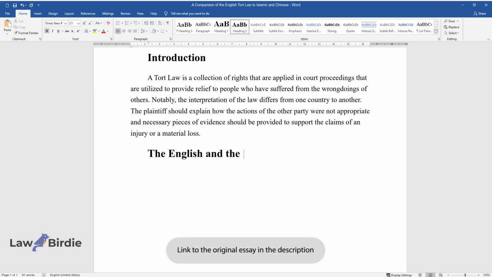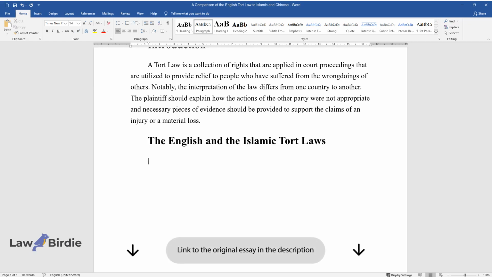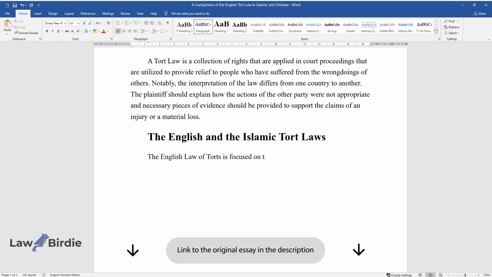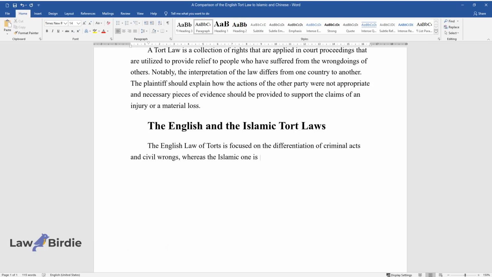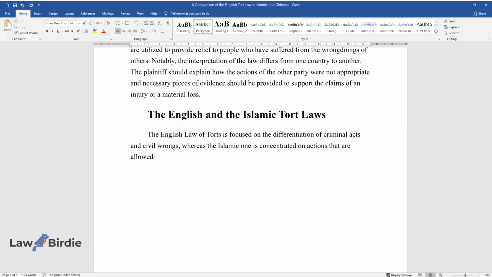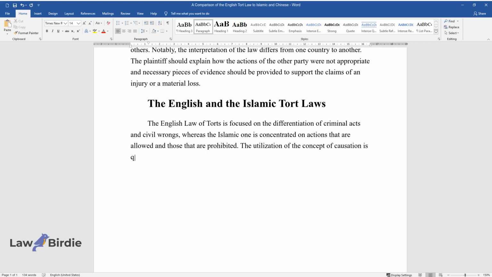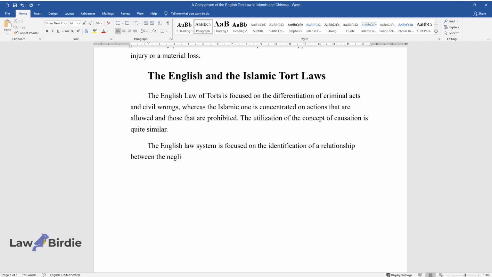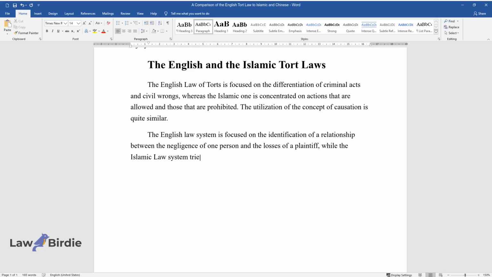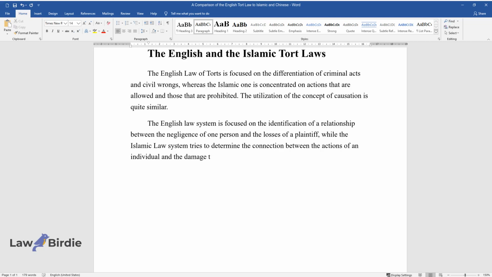The English and the Islamic tort laws. The English law of torts is focused on the differentiation of criminal acts and civil wrongs, whereas the Islamic one is concentrated on actions that are allowed and those that are prohibited. The utilization of the concept of causation is quite similar. The English law system is focused on the identification of a relationship between the negligence of one person and the losses of a plaintiff, while the Islamic law system tries to determine the connection between the actions of an individual and the damage that has been caused.